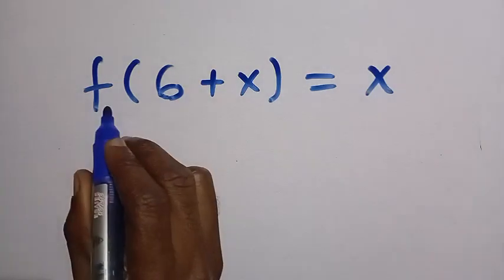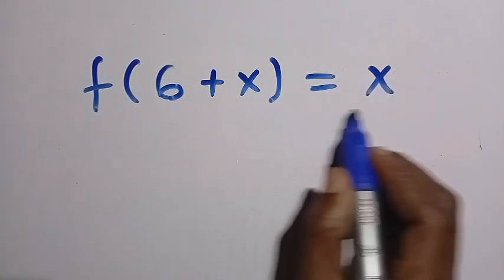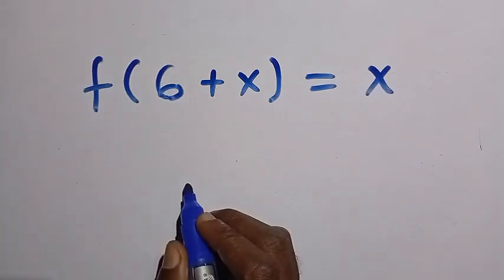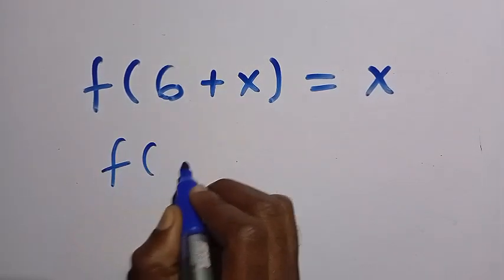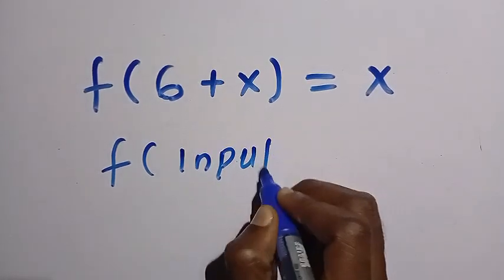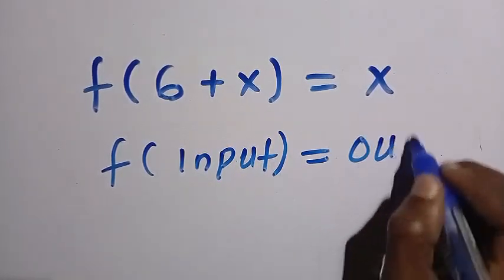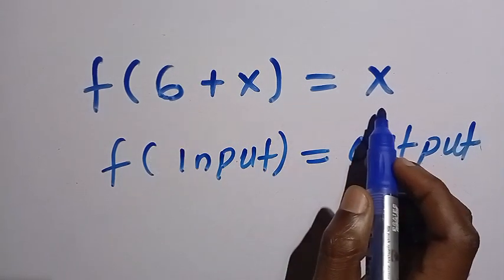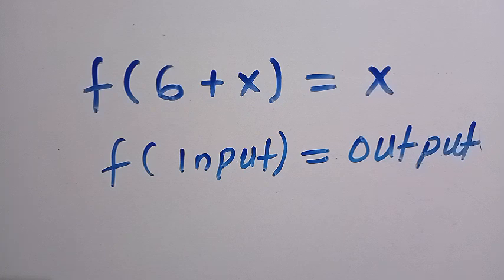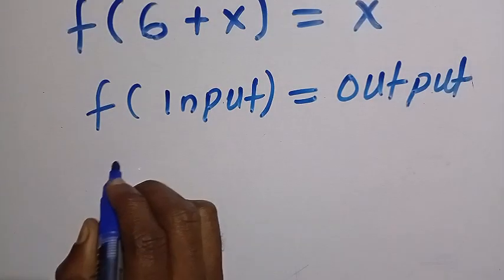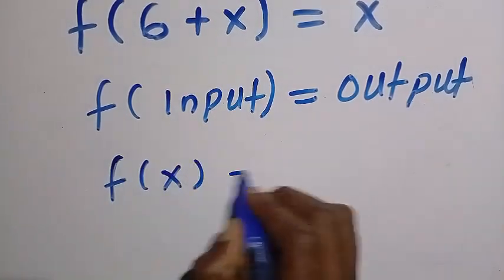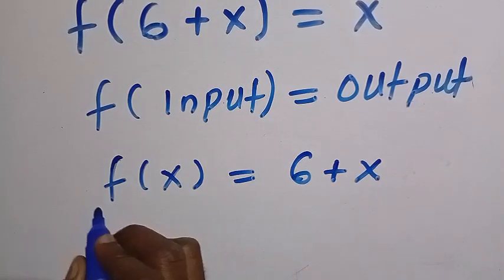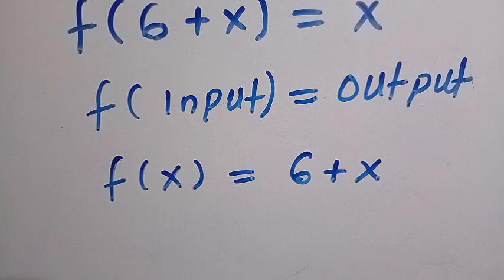Given that f of 6 plus x equals x, here is the bad way of solving this. We have f of input equals output. What we have here, we have it here. Input versus output. And some can say f of x is also equals 6 plus x. This is the bad way of solving this.